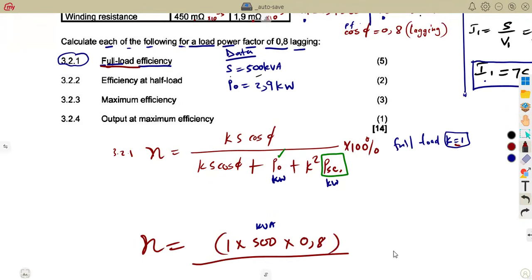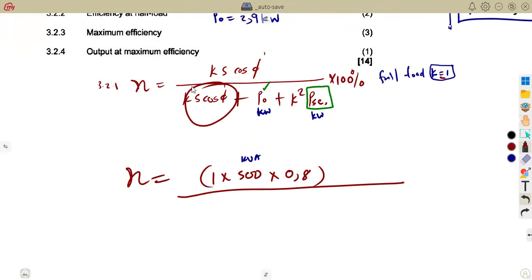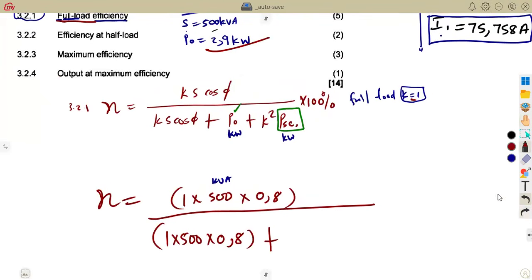All right. Everything over what? We're going to have the same presentation as in the numerator. So that's 1 times 500 times 0.8. Plus our open circuit. We are given this one originally, 2.9. We are already given this. Remember, I used the kilovolt amperes, so I'm going to use kilo also here, kilowatt.